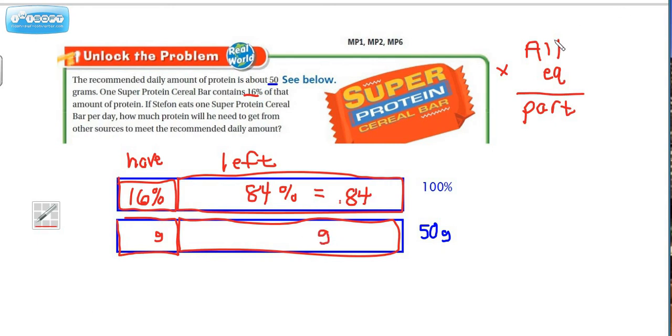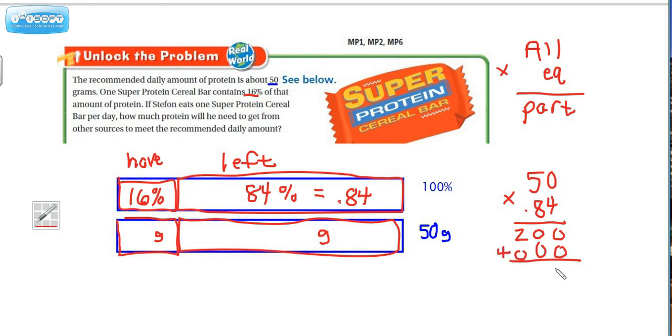So again, we're going to take the all of it number, which in this case is 50, and we'll multiply it by whichever equivalent is easier. So in this case, we're going to go with the decimal equivalent, which is 84 hundredths, and that will give us the part. All right, so here we get the 0. This time this is 20. We'll put the 0 to hold our place. 8 times 0 is 0. And this time this is 40.